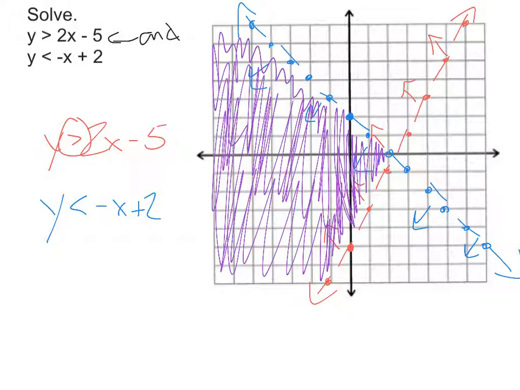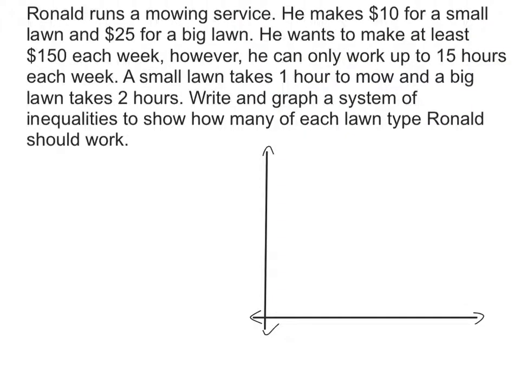Okay, so let's try another one. And luckily for us, it is a story problem. Ronald runs a mowing service. He makes $10 for a small lawn and $25 for a big lawn. He wants to make at least $150 each week. However, he can only work up to 15 hours each week.